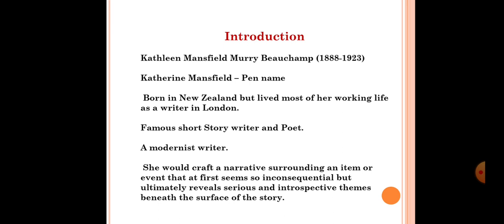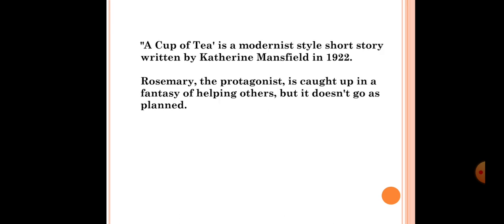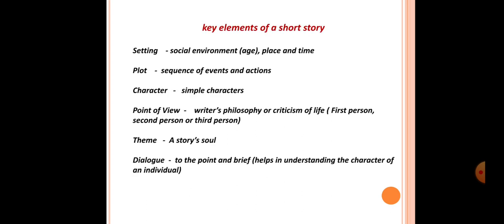And now, as I have told you earlier, while explaining the literary term short story, that a short story has 6 key elements. So let's discuss this story, A Cup of Tea, on the basis of those 6 elements. And what are they? They are, number 1, setting, which means social environment, place and time. Then second is plot. This means the sequence of events and actions. Then number 3, character.